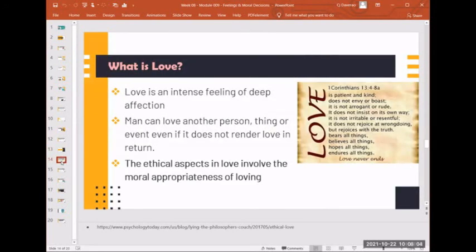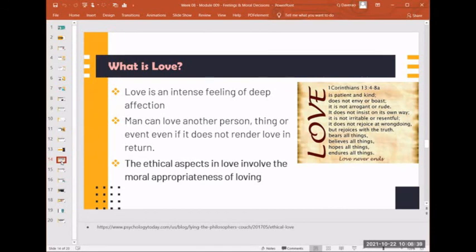Ganun yung tao eh. So love, on the other hand, is an intense feeling of deep affections. That is also a drive, but compared to emotions, which is solely for self-aggrandizement, love does not necessarily have to be reciprocated. Take note, love does not necessarily have to be reciprocated. It means love is unconditional.